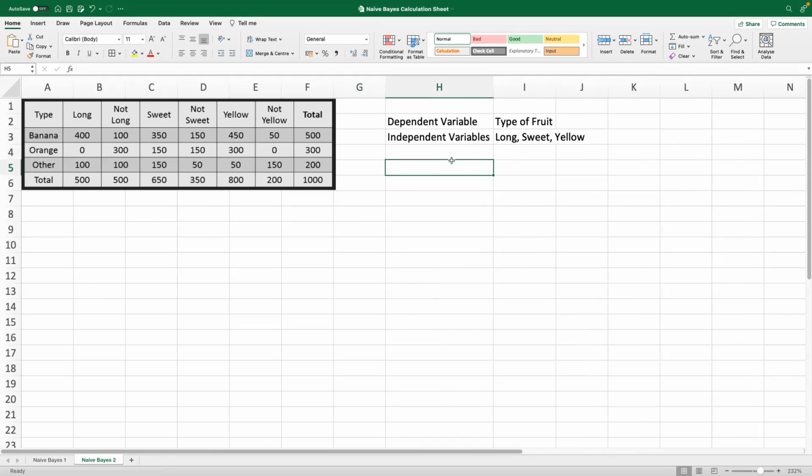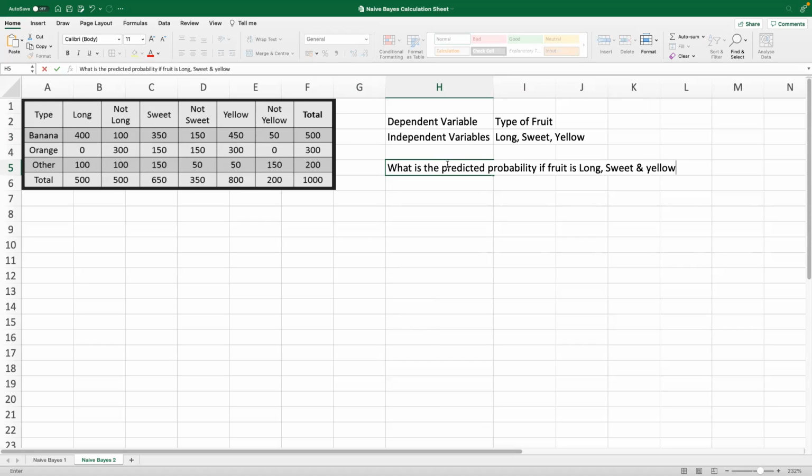Now, we want to find out the predicted probability if the fruit is long, sweet, and yellow, that it is banana. What is the predicted probability of the fruit being banana if it is long, sweet, and yellow? That is the question.